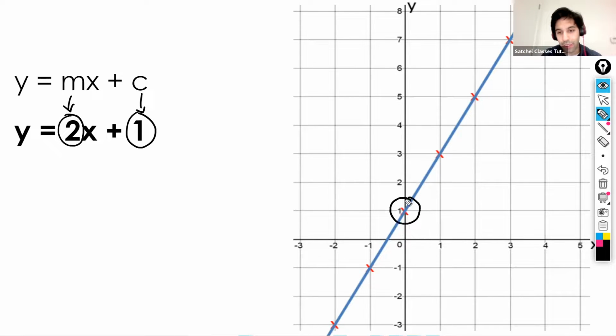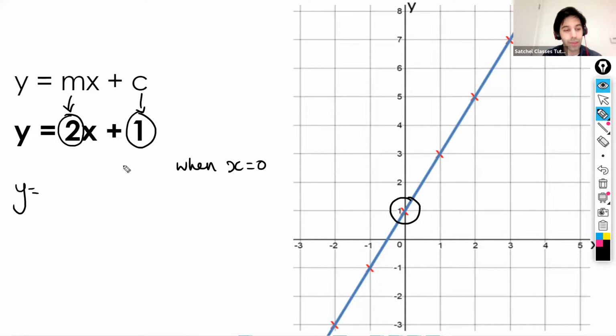And if we have a look at this coordinate here, this is the point at which our graph intersects the y-axis. So this is our y-intercept. Another way of thinking about this: the equation of the line is y equals mx plus c. So when c is 1, x has to be 0. Or we can think about it another way: when x is 0, what is y?